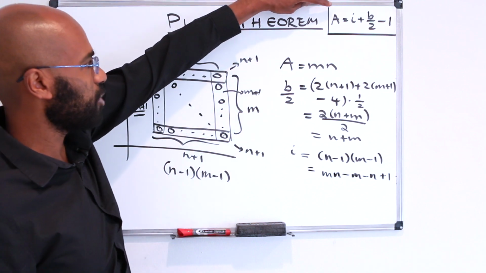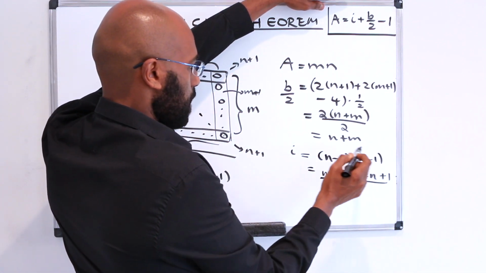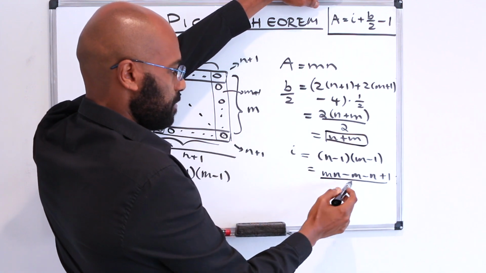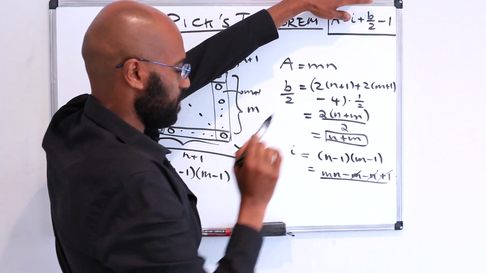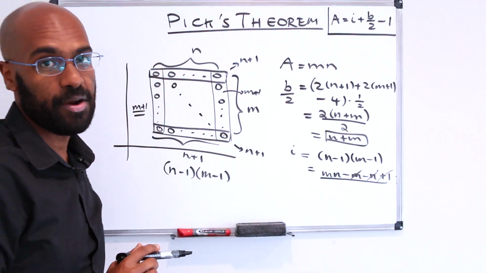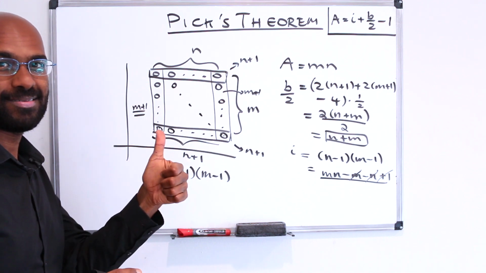So let's check that this actually works. We take the number of interior points, that's this. We're going to add n plus m, that gets rid of this contribution. And then we're going to subtract 1, which gets rid of this contribution. So we do actually get the area. So great. Pick's theorem works for rectangles.